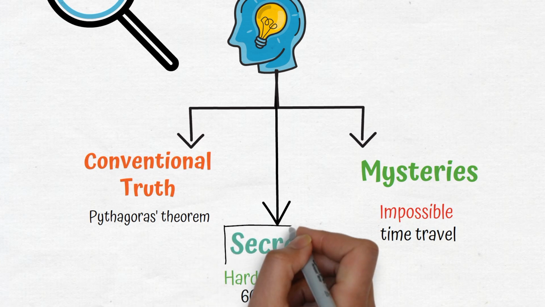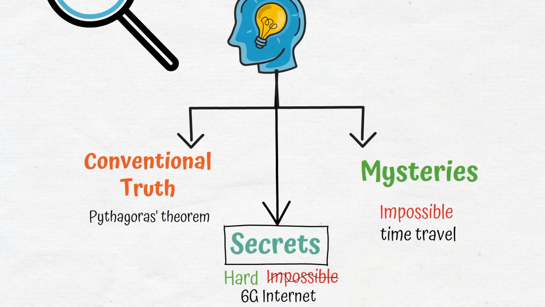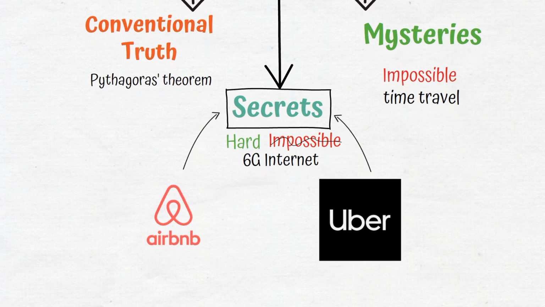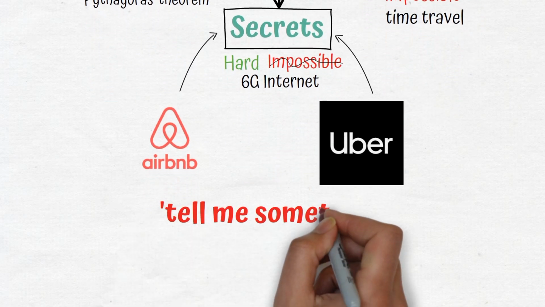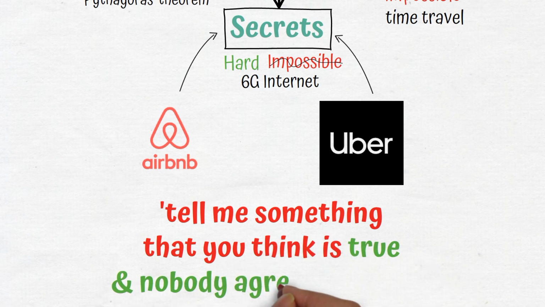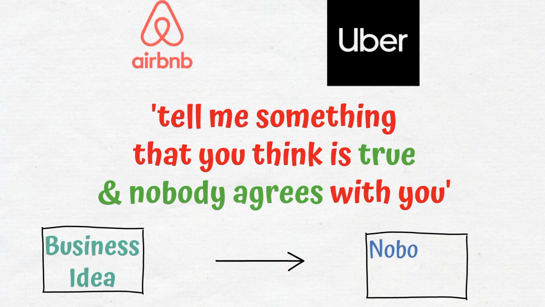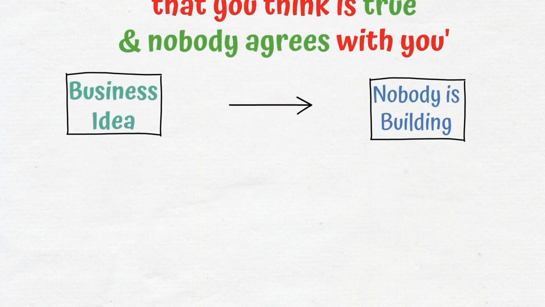To find a successful startup, focus on secrets. Companies like Airbnb and Uber succeeded by discovering secrets. To find a secret, you should simply ask this contrarian question. Tell me something that you think is true and nobody agrees with you on. Or in business terms, the question can be rephrased as, what is a great business idea that nobody is building? The answer to this question could lead to a successful startup.